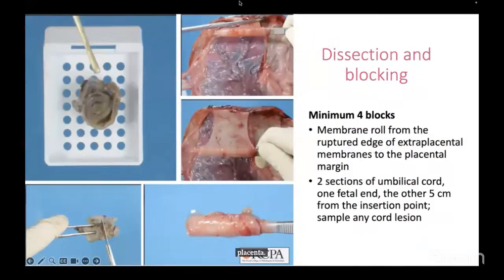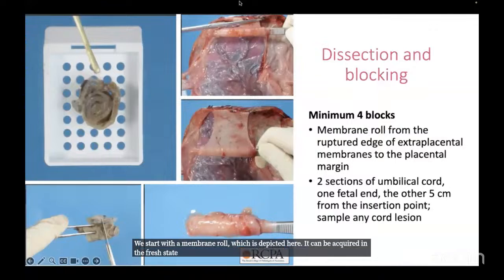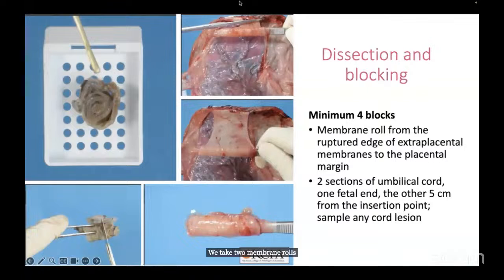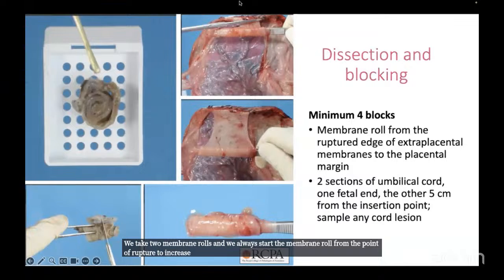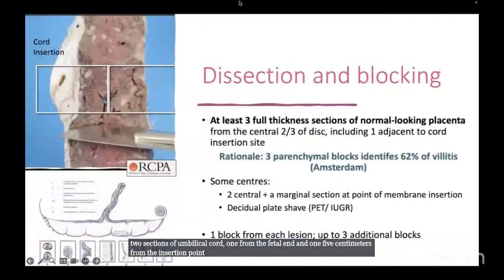Now, in terms of blocking, a minimum of 4 blocks is required. We start with a membrane roll, which is depicted here. It can be acquired in the fresh state, then fixed in order to improve the ease of cutting. We take 2 membrane rolls, and we always start the membrane roll from the point of rupture to increase the yield of diagnosis of chorioamnionitis. And we also take 2 sections of umbilical cord, one from the fetal end and one 5 centimeters from the insertion point, sampling any obvious cord lesion.